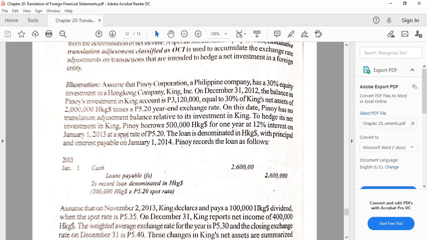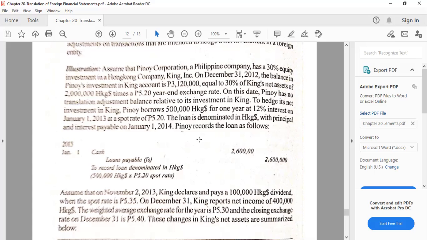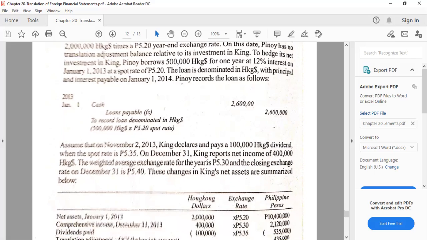And then to hedge its net investment in King, Pinoy borrows 500,000 Hong Kong dollars for 1 year at 12% interest. So this is a loan, a debt instrument that is being used as a hedging instrument in order to protect the company from fluctuations for the foreign currency changes or differences that will involve the company in its operations. So this is how we are going to journalize the loan. This is basic accounting: debit cash, credit loans payable at the spot rate at the date of transaction.